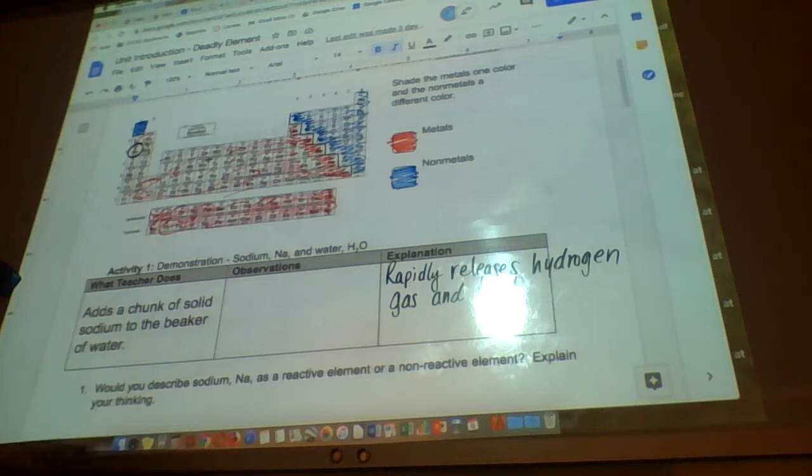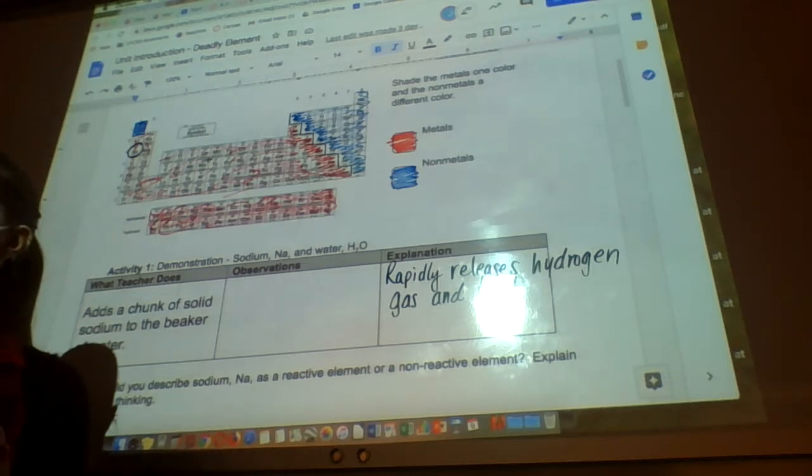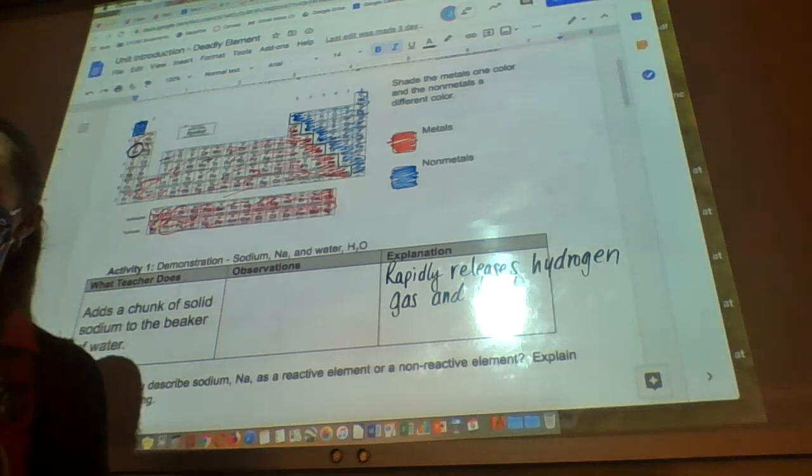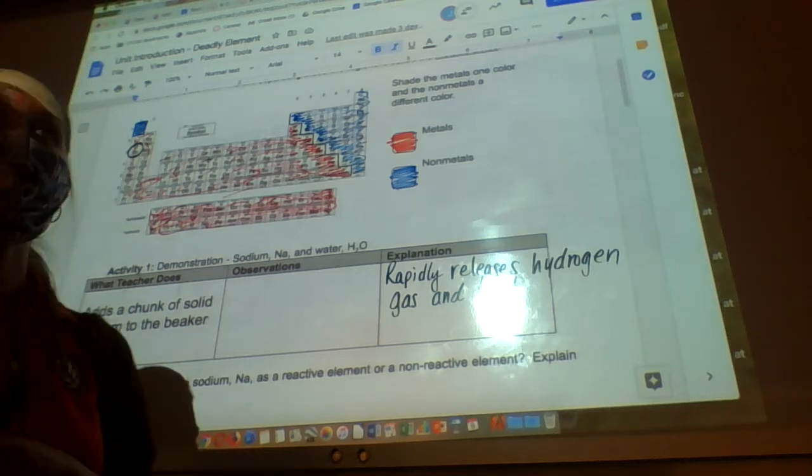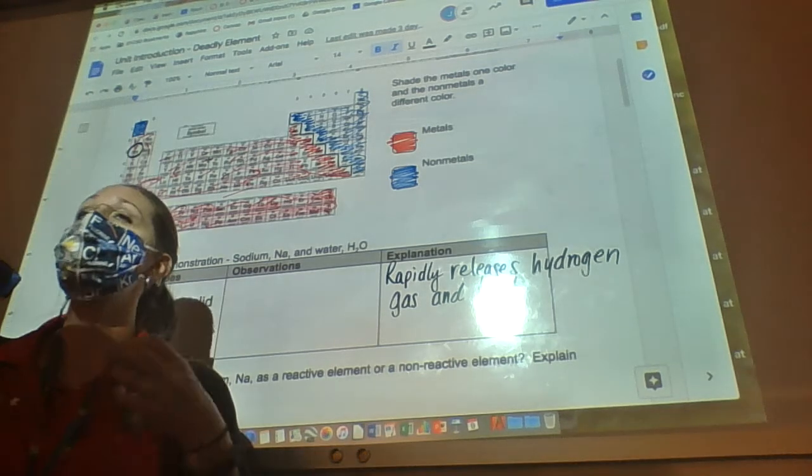Okay? Question number 2, you can't see it up here on the board, but it's asking you whether it was a physical or chemical change. I want you to think about if it's a physical change, it's the same substance. If it's a chemical change, there was a new substance being formed. So make sure you choose chemical or physical, but then also explain why you think that.